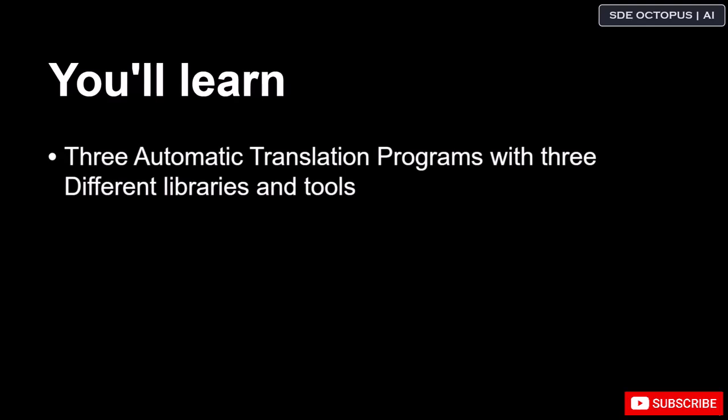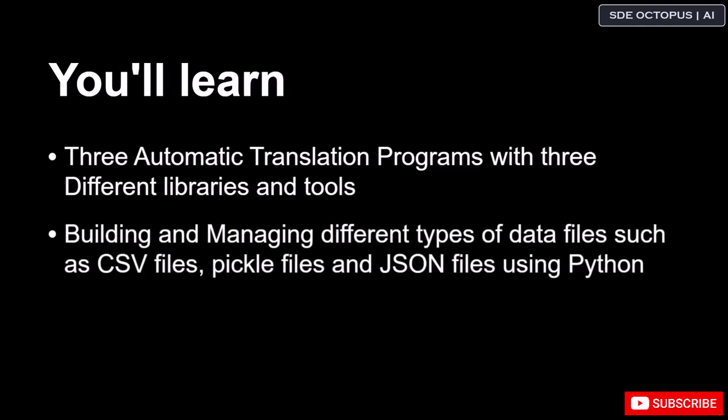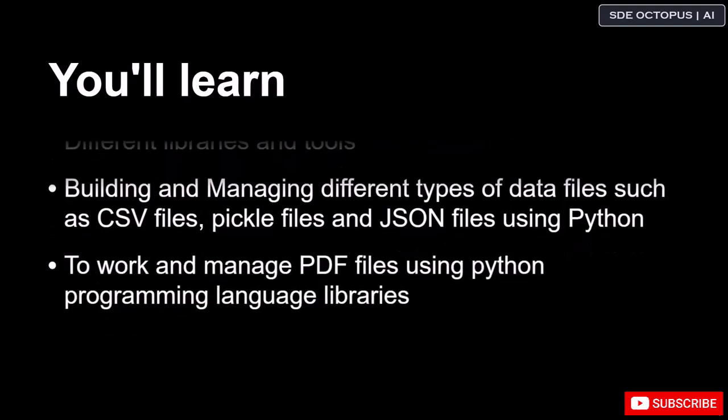You will learn to build 3 automatic translation programs with 3 different libraries and tools from the Python libraries and tools. Also, you will build and manage different types of data files such as CSV files, pickle files, JSON files using the Python programming language easily. After that, you will learn how to work with the PDF files using Python programming language, how to manage these files. You will manage PDF files using Python programming libraries simply.